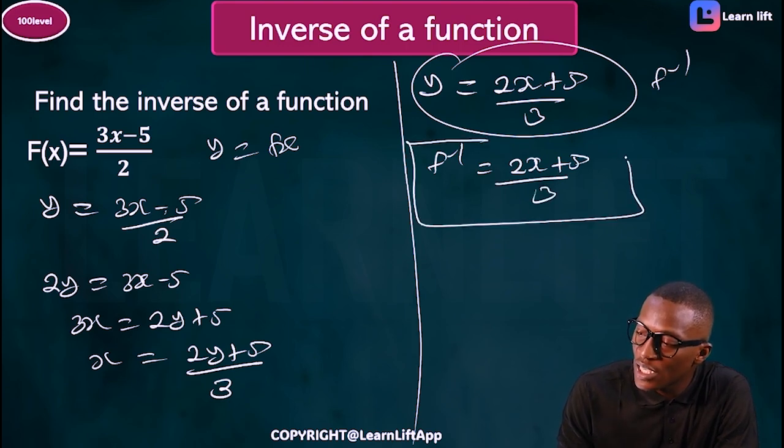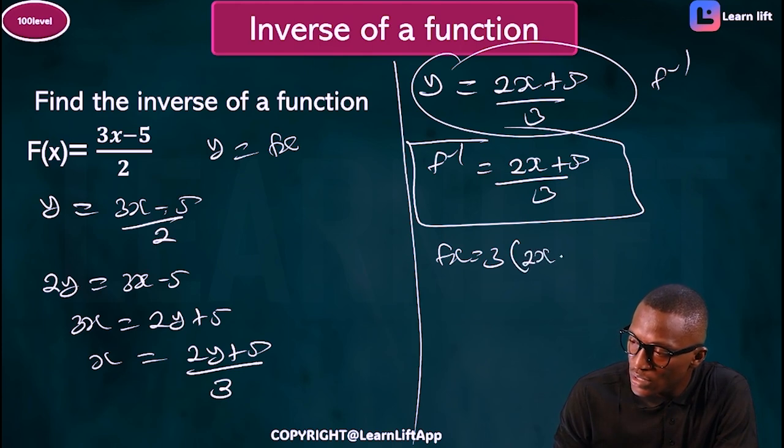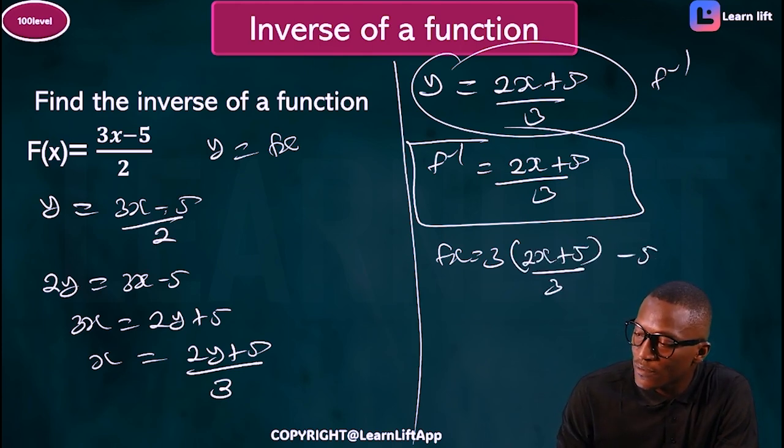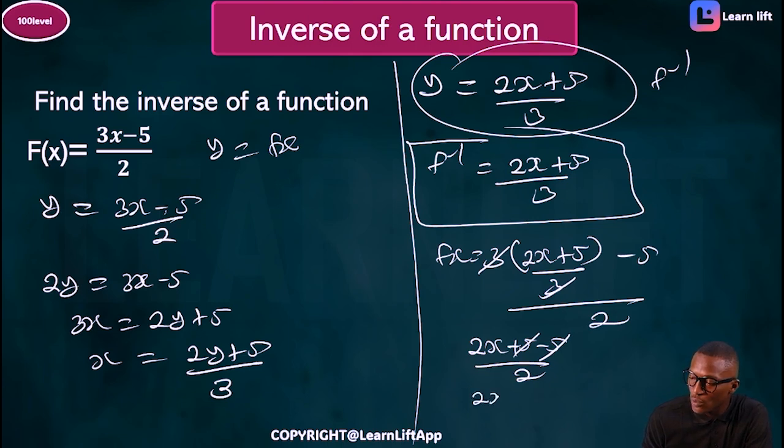How do you know that we are correct? Let's put this back into the equation. What is the equation? f of x is equal to 3x minus 5 over 2. Anywhere we see x, we put this full thing. It now becomes 3 into 2x plus 5 all over 3, minus 5, all over 2. This 3 will cancel this 3. So it now becomes 2x plus 5 minus 5 over 2. Plus 5 will cancel minus 5. It now becomes 2x over 2. The 2s cancel, and you're going to get x.